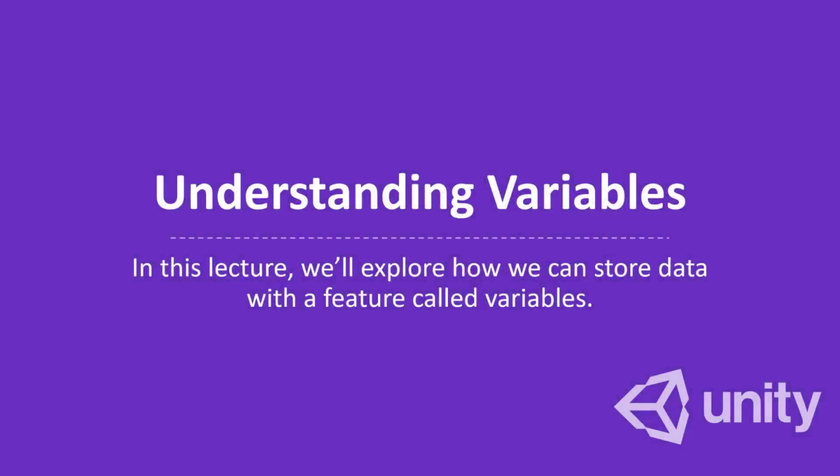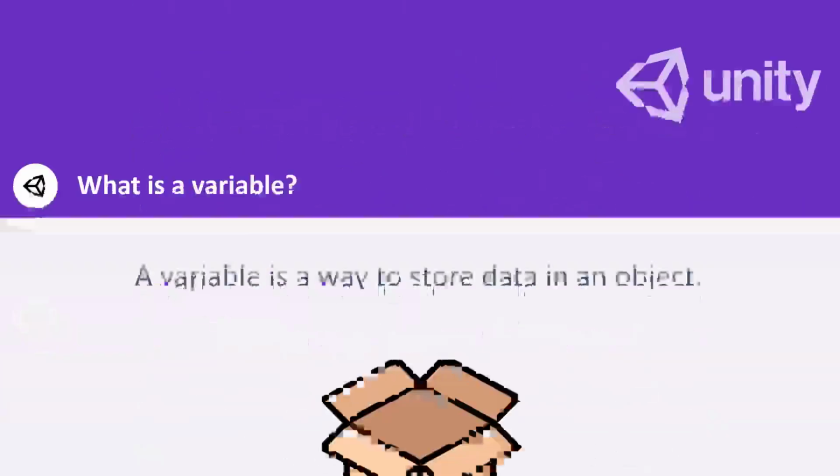In this lecture, let's explore the idea of a variable. At the moment, our code doesn't do anything. I think it would be interesting if we started to store data in our objects. C# allows us to store data within an object with a feature called variables. A variable is a way to store information in an object.